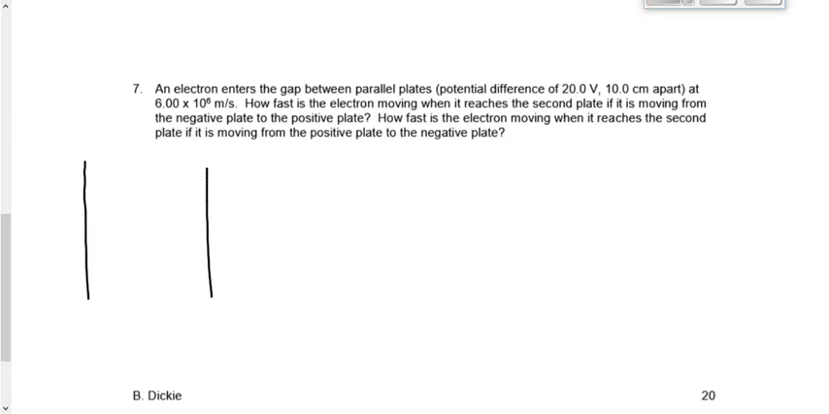Here's my parallel plates. Let's say that the electron enters those parallel plates at a speed of 6.0 times 10 to the 6 meters per second. The potential difference between the plates is 20 volts, which, what does that mean? The initial potential is 20 and the final potential is 0? Maybe it's 25 and 5. But it doesn't really matter, right?